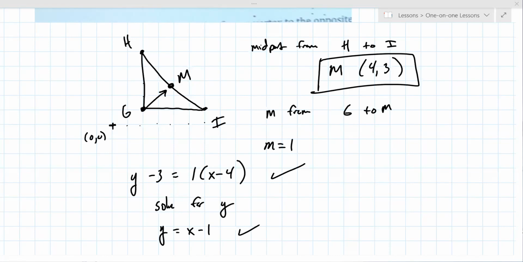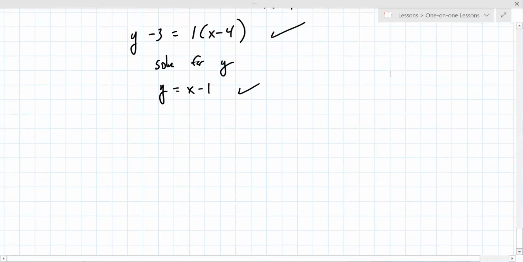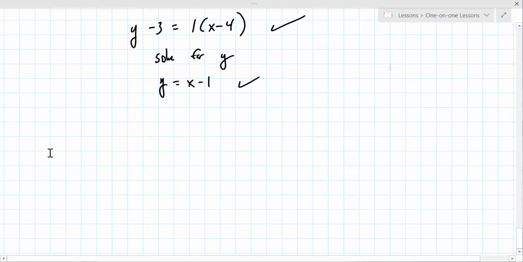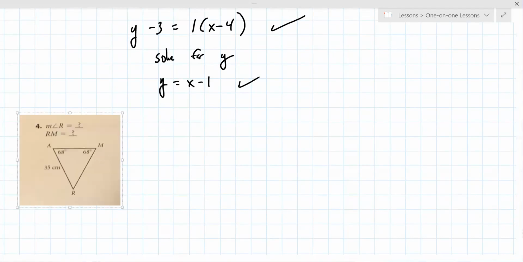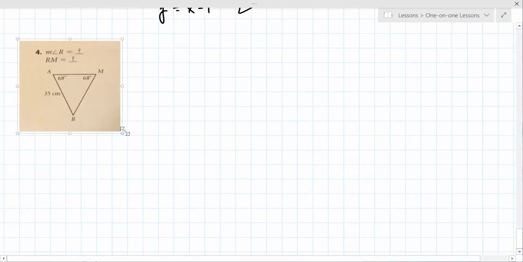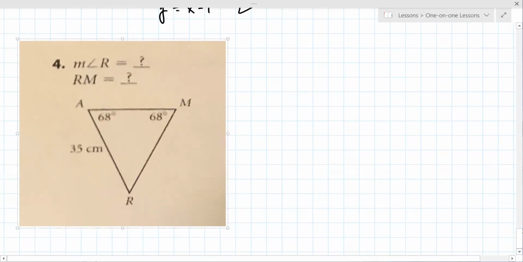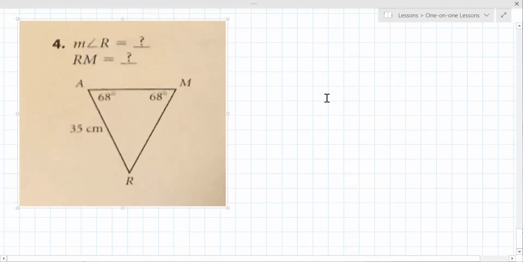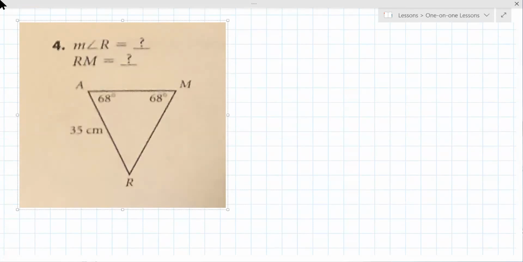All right, I'm going to just pull up question number 4, and you can let me know if this is where you want to move to next, or if this is clear, or if you need me to make some explanations before we start. All right, here we go. Measure of angle R is what they're looking for. This is a triangle. Then they want you to find side length RM. Is this where you'd like to start next? Yes.